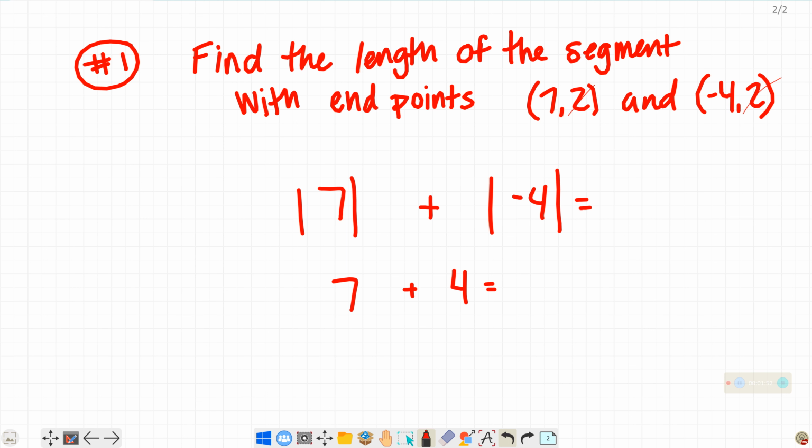And then we just add. 7 plus 4 is 11. So the length of this segment is 11 units. It doesn't tell us if each of those things are inches or how far those things are, so we just label it with a generic phrase of units. We are going to move on to number 2, but if you need to, you can pause the video and get this work copied down.